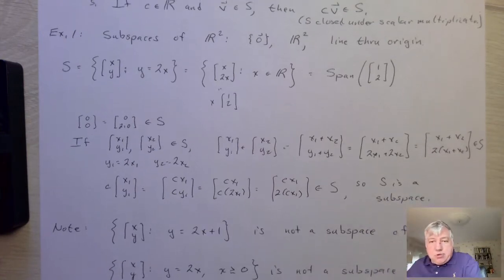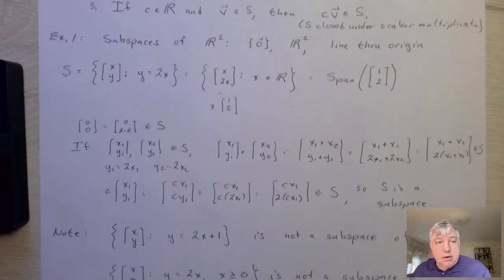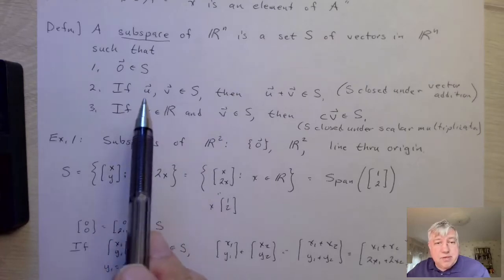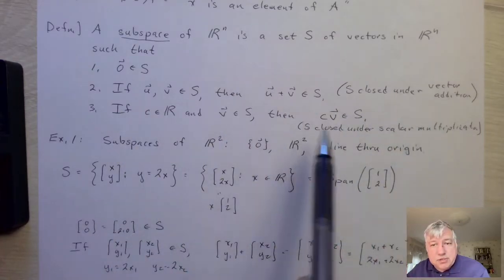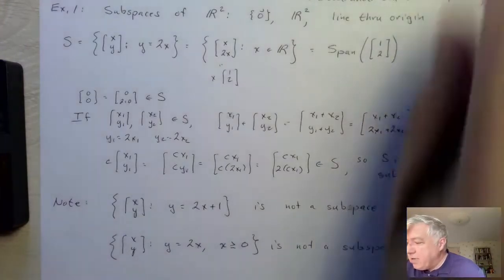Okay. So those are the three things. If I ask you to prove that something's a subspace, you have to do these three things. So show that the zero vector is in there, that it's closed under vector addition, and closed under scalar multiplication. Some sets that are not subspaces.